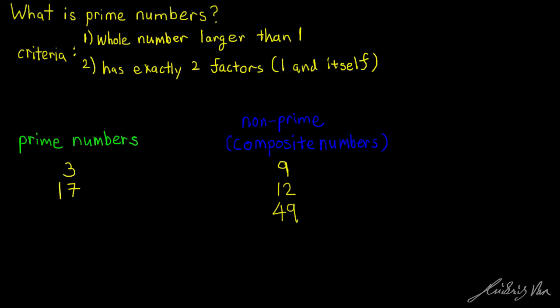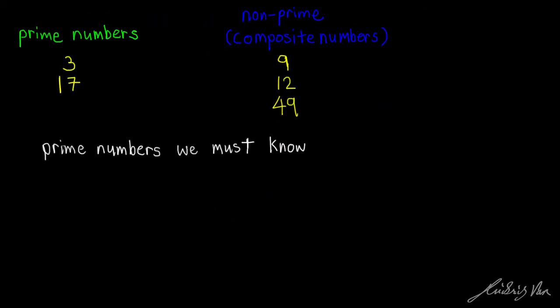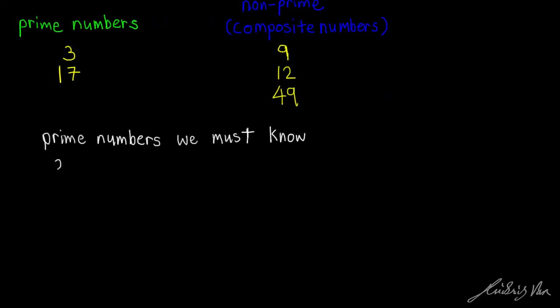So as you can see, there are definitely some prime numbers which we must know by heart, because when they give us a number, we need to divide it by some smaller prime numbers. The prime numbers which I recommend you to know are 2, 3, 5, 7, 11, 13, 17, 19, and maybe 21 and 23.